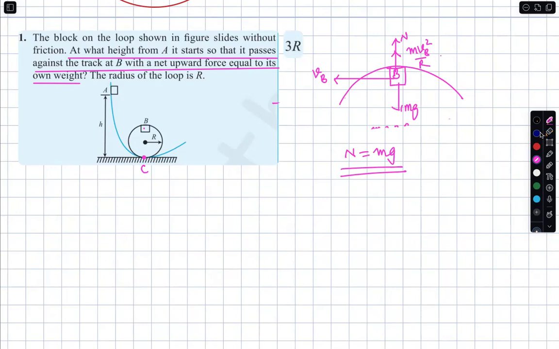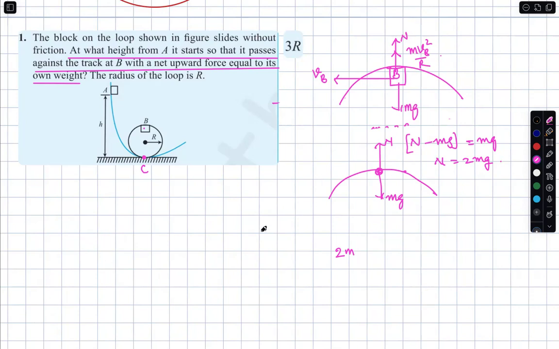You are doing this problem in the rotating frame. In the ground frame, the real forces are only normal reaction and weight force. So the net upward force is N minus mg. This is the net upward force, and they want it as mg. N is 2 mg. Use this in this relation.